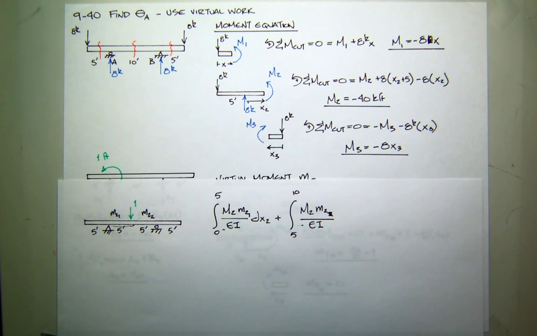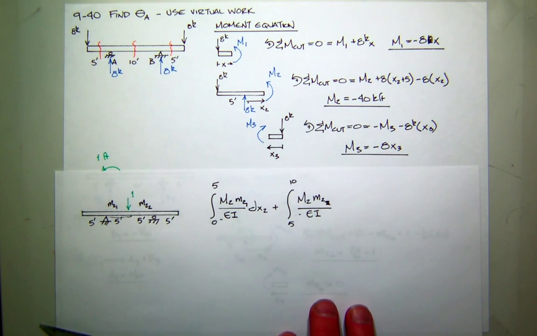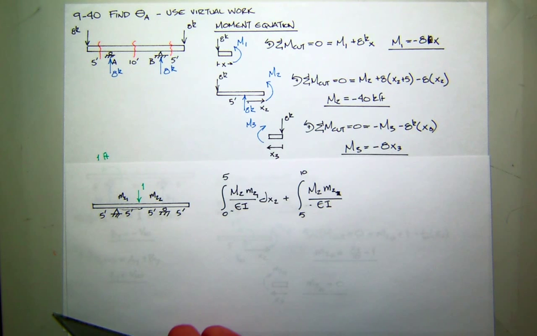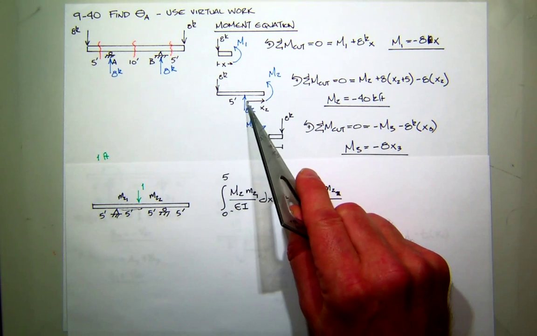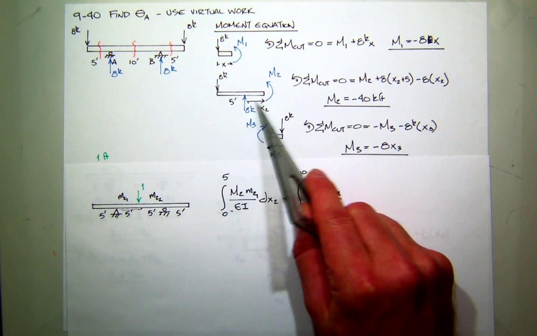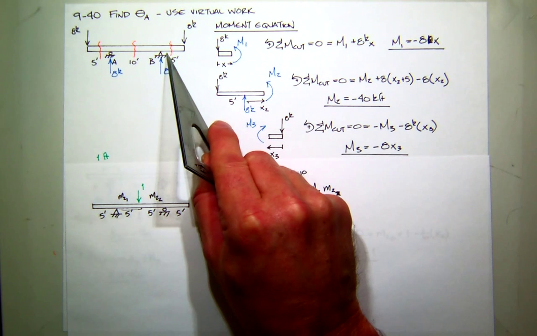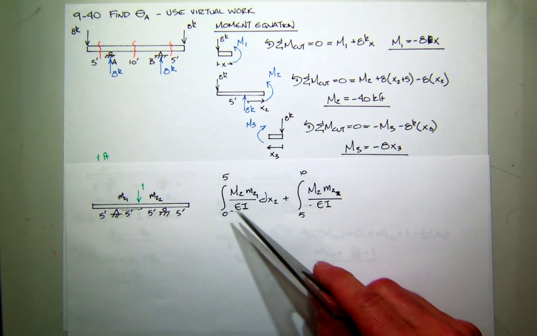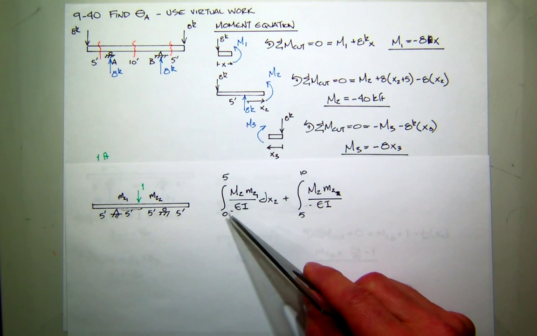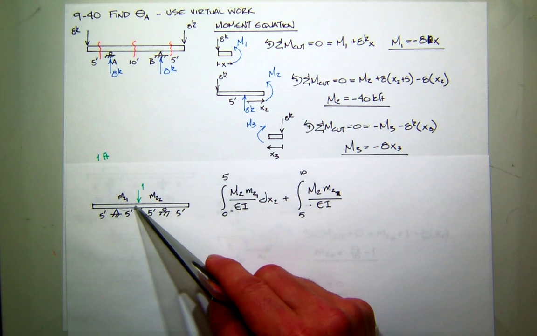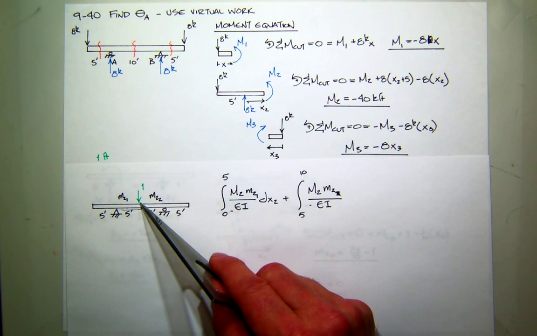So you've got this integral from 0 to 5. Your moment at 2, your real moment equation you took from the left side of A, let's call that 0 to 5, and then to x2. Well, x2 in this case starts at A and goes to B. So that's from 0 to 10. So I had to break that up. Instead of going 0 to 10, I had to break it up and stop at 5, because that's where my moment equation in the virtual system changes.